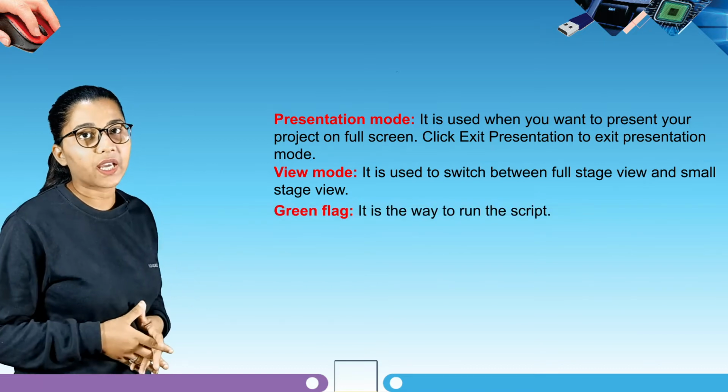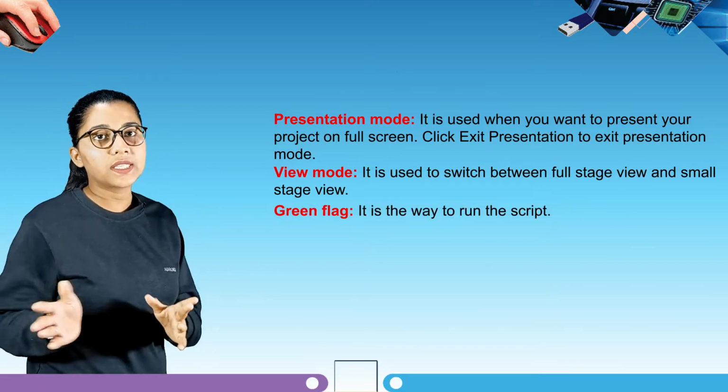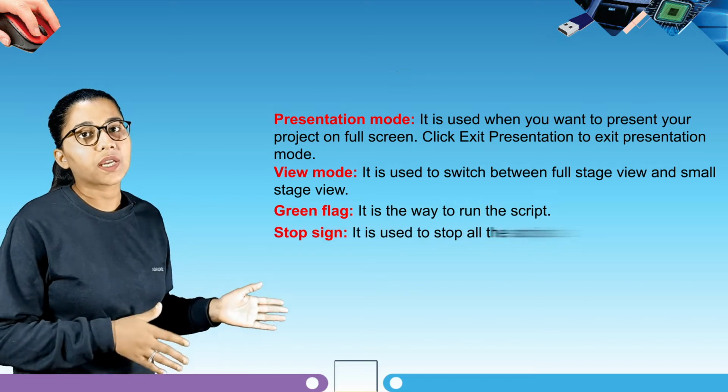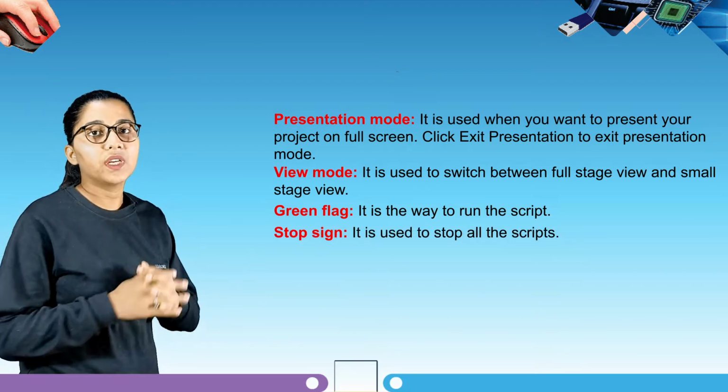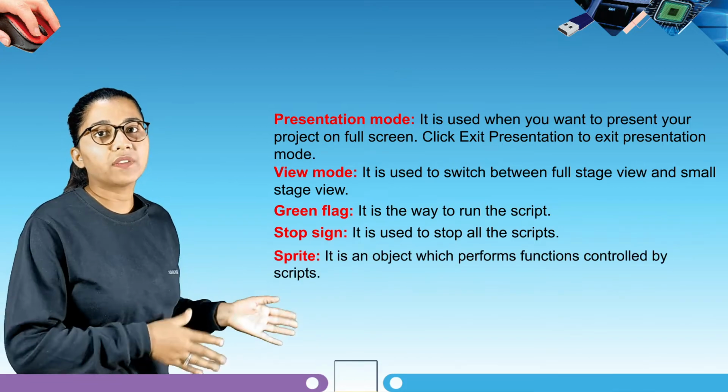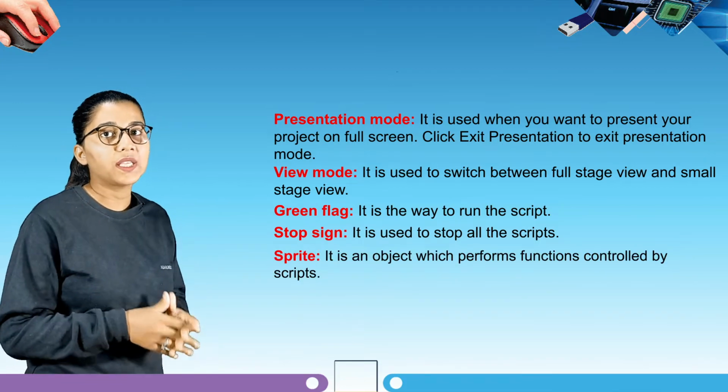Now green flag. It is the way to run the script. Now stop sign. It is used to stop all scripts. Now we have sprite. It is an object which perform functions controlled by scripts.